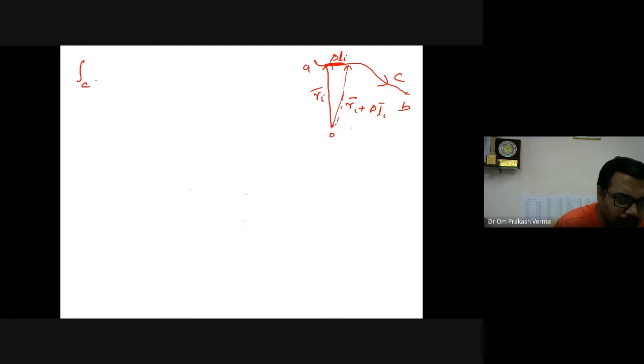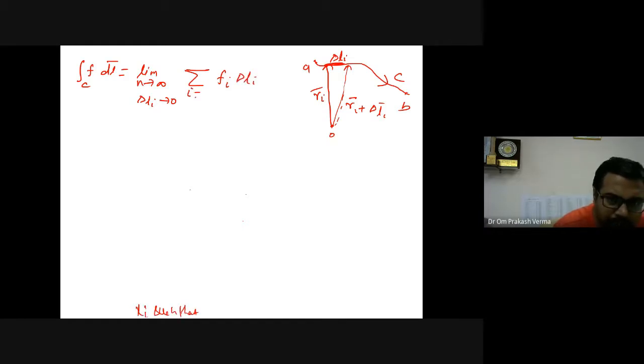So again from the same concept, we can define F dl vector as the limit as n tends to infinity, or delta li tends to zero, of the sum of Fi times delta Li, where i is varying from 1 to n. Is there any doubt? No.